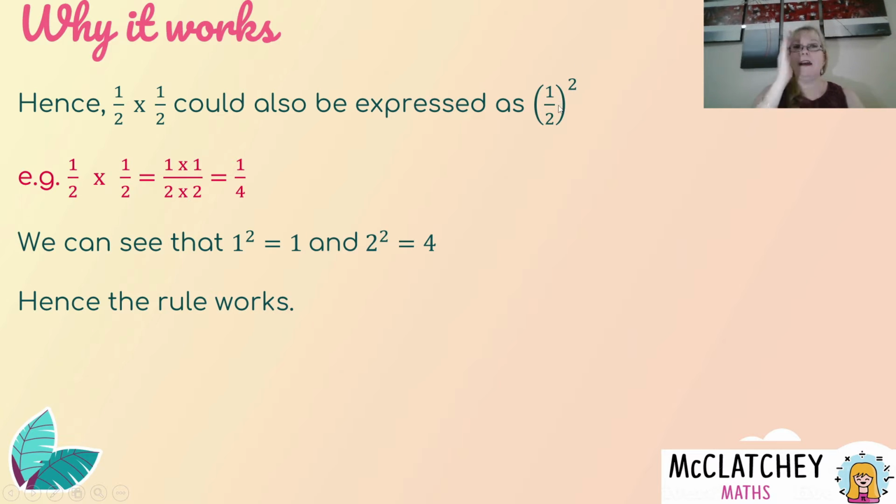Rather than having to write, let's say this was a power of 10, a half times a half times a half and so on, 10 times, and then multiplying all the tops 10 times and all the bottoms 10 times, I can simply rewrite that as 1 squared over 2 squared. And obviously if they're numbers, I work out the answer.